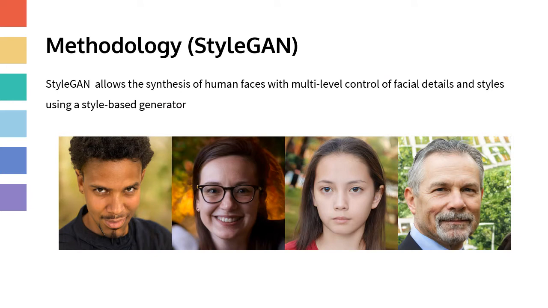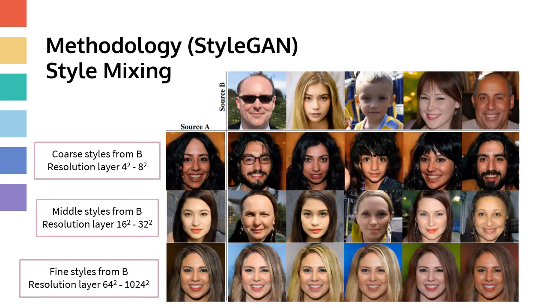Tonification will make use of StyleGAN, which allows the synthesis of human faces with multi-level control of facial details and styles. These are example images generated by StyleGAN. This is an illustration of an interesting feature in StyleGAN, style mixing. The final image will inherit different styles from each source, depending on the resolution where the style mixing occurs. The lower resolution layers will control the coarse styles such as pose and glasses, and high resolution layers will control the fine styles such as colors.